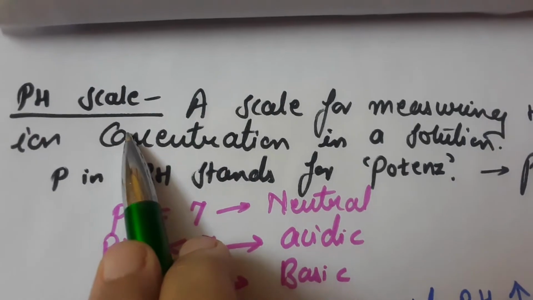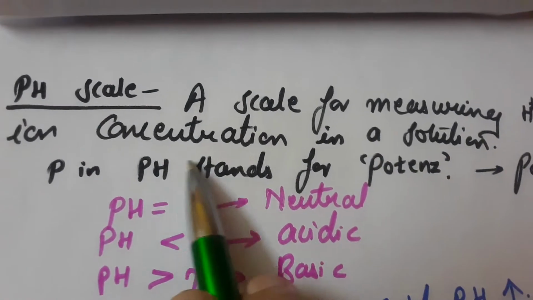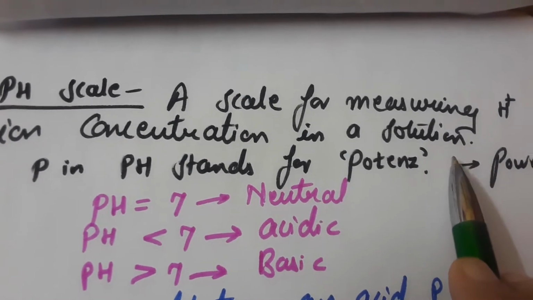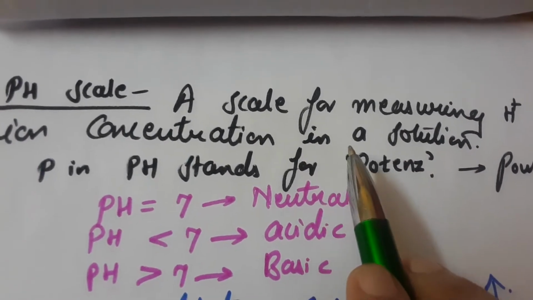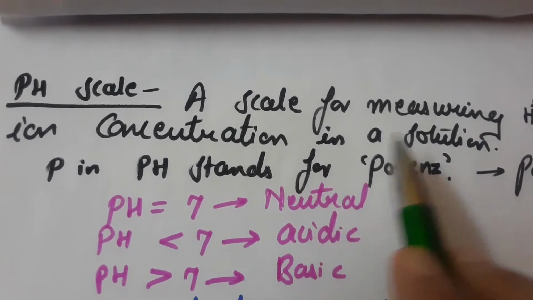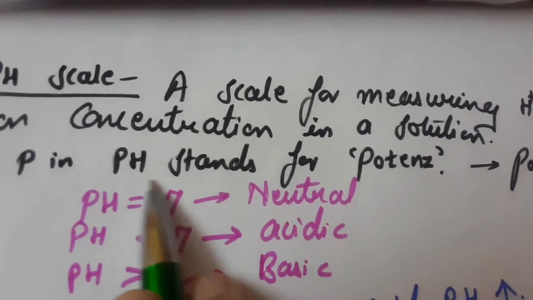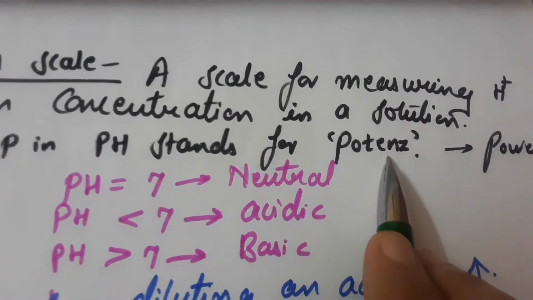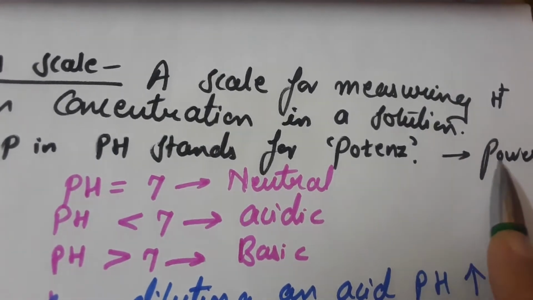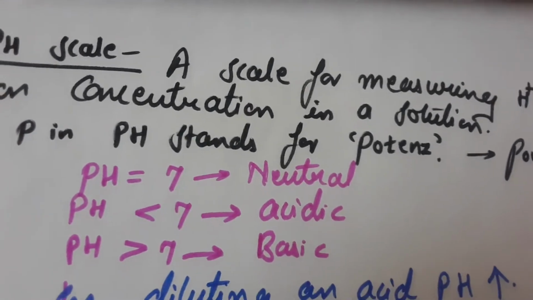So, pH scale is a scale for measuring H positive ion concentration in a solution. The pH scale is used to measure H positive ion concentration, that is, hydrogen ion concentration in a solution. The P in pH stands for potence, that means power.